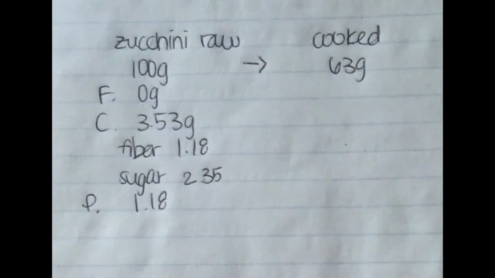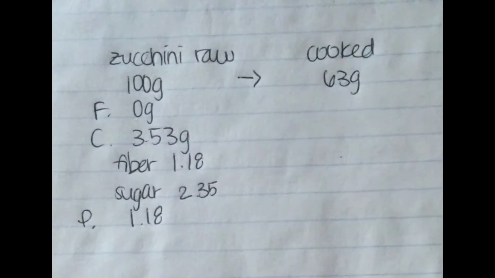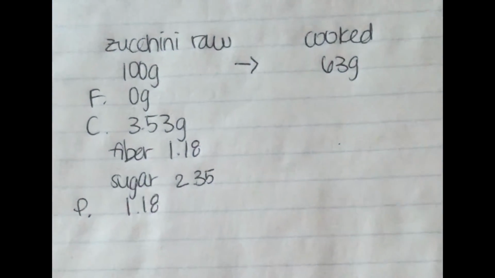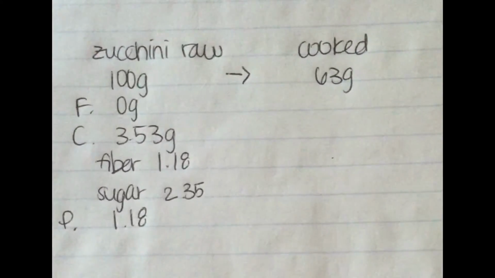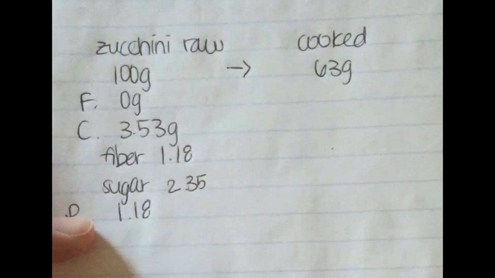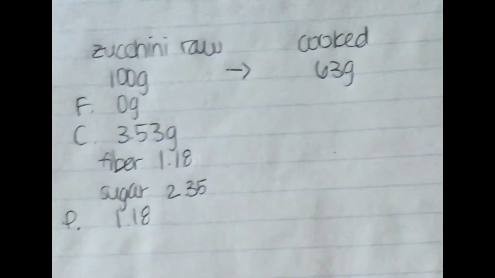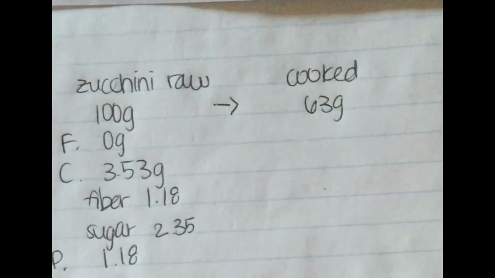So for example, I just listed here zucchini raw, and I looked up on nutritiondata.com, which pulls all their information from the USDA National Nutrient Database. So I just looked up for 100 grams. So I did 100 grams, and then I just made a note of what those things are. And then I cooked my food. I roasted zucchini, and the 100 grams cooked down to 63 grams.